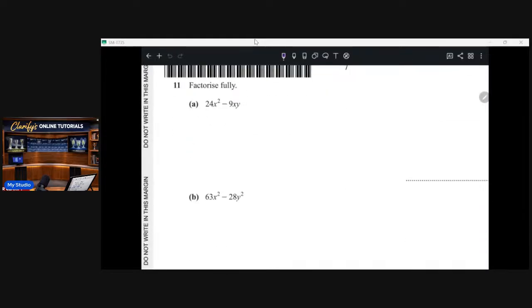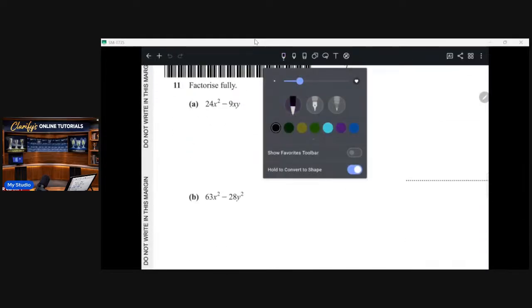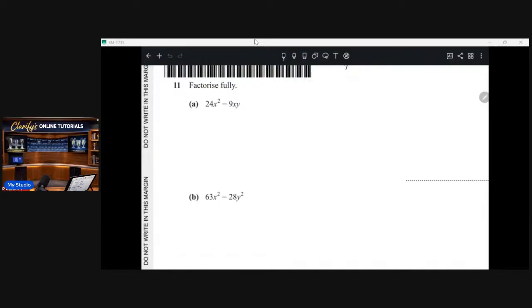Now let's continue. Factorize fully. We are on the next question. When you're factorizing, there are 4 methods that you have to know. For those who have not done factorization, listen closely. You have 4 methods.